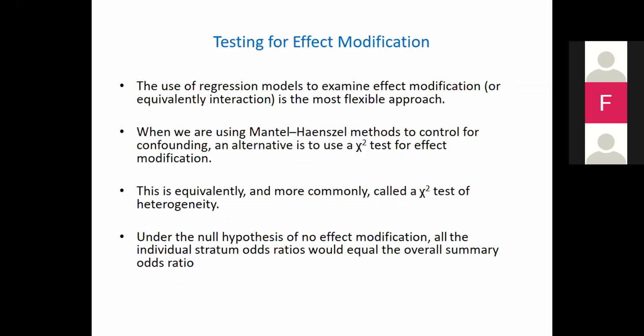How do you test for effect modification? Unlike a confounder, which you evaluate and remove, effect modification you cannot remove. You just test if it's there and explain it.